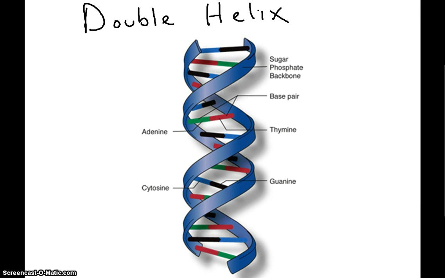And there's 4 different bases. There's adenine and thymine, A and T, and then there's cytosine and guanine, C and G. Now, when we talk about RNA, you've got to remember that we replace the thymine with uracil, but for our discussion right now, we're going to look at these 4 bases and concentrate just on DNA. So there's the double helix model.